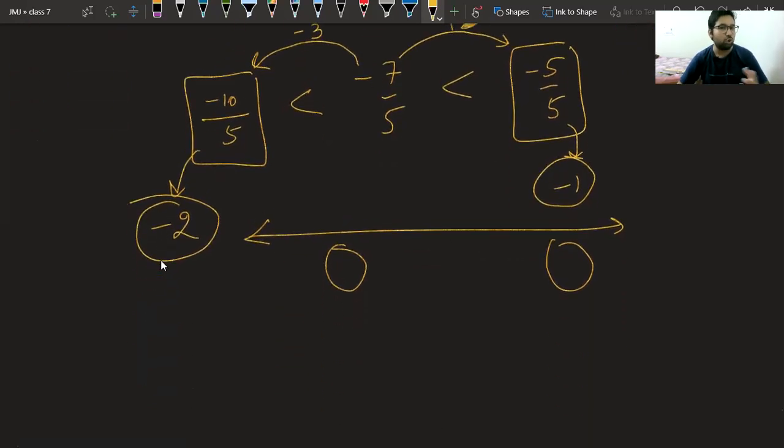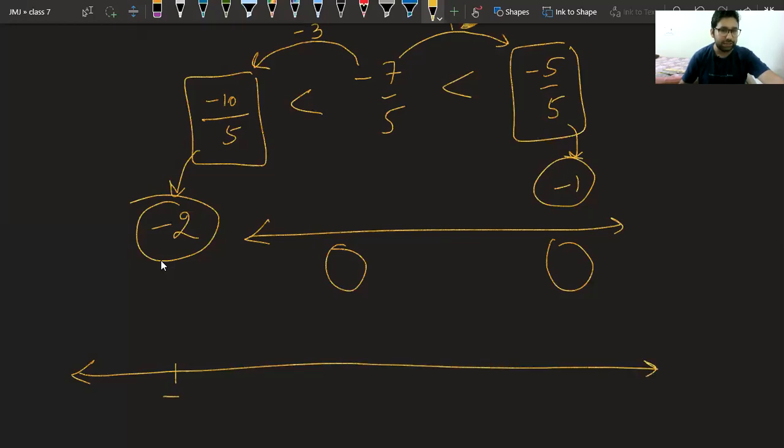Now we have to locate our number in this. Tell me how many divisions I will make between minus 2 and minus 1. Because the denominator is 5, I will have to make 5 divisions. So I will draw the diagram accordingly. Suppose this is minus 3, minus 2, minus 1, 0, 1. My concerned area is this one. I will draw 5 divisions. First division, second division, third division, fourth division, and fifth division.